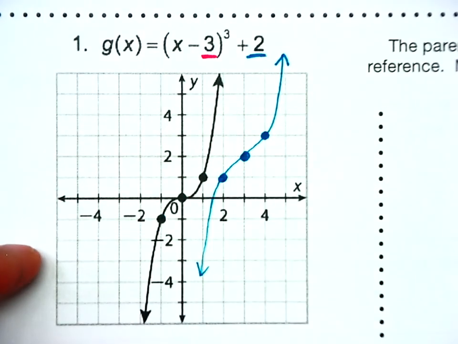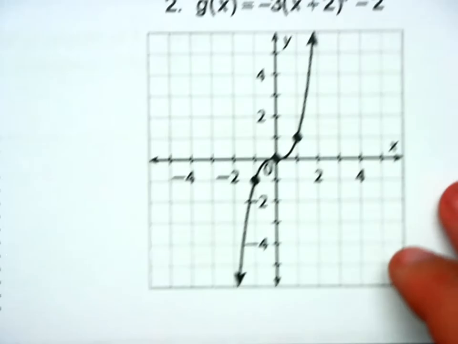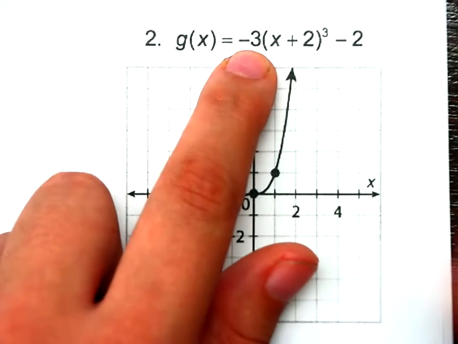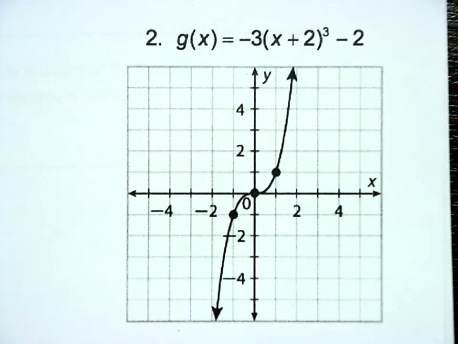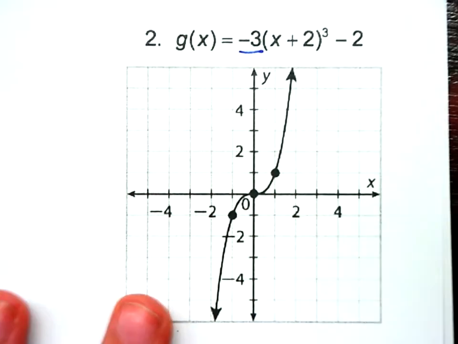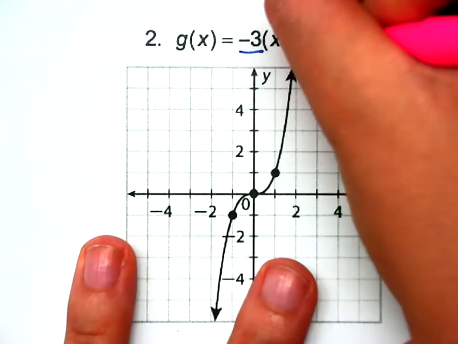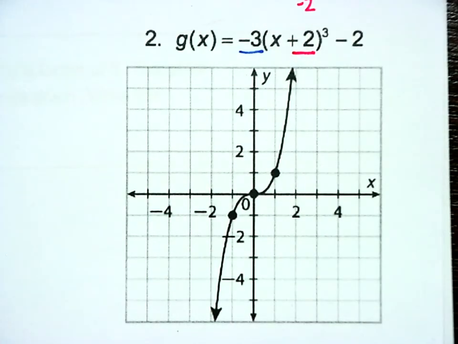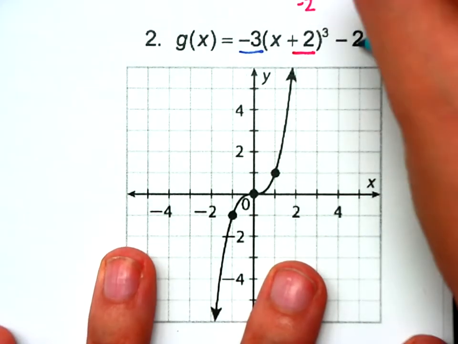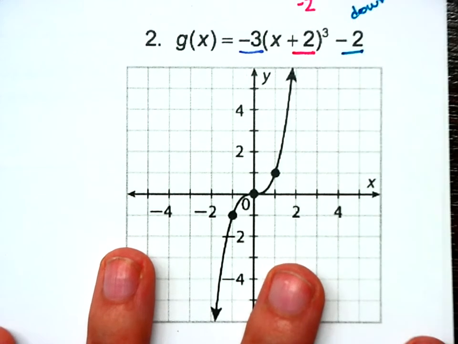And that's it. All right, next one, a few more things happening here. We've got a -3 on the outside. Notice this -3 is not cubed. So that means that that is our vertical stretch or compress. So I'm going to underline that in purple. I've got my H value. Ooh, this time is -2. I'm going to remind myself it's -2. And I've got a K value of -2 as well. So I'm going to remind myself that's down.